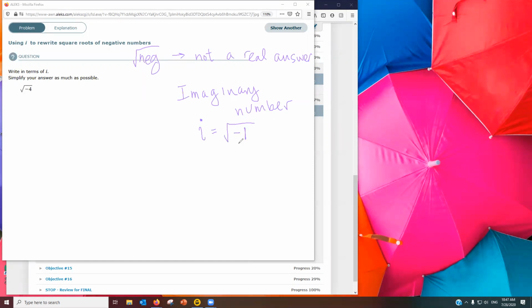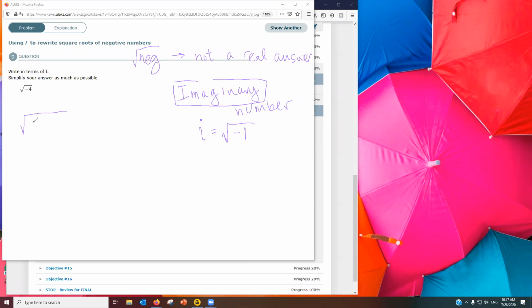And you might say, well, you can't really take the square root of negative 1. Because the square root of negative 1 is asking you what number times itself equals negative 1. There is no such answer to that. That's true, but we can come up with an imaginary number that's defined as the square root of negative 1. So here's what we do.